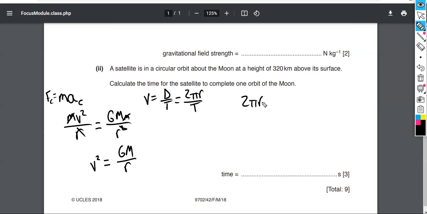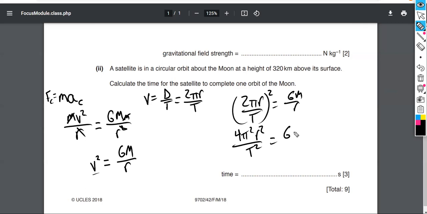So we'll take 2 pi r over t. That quantity is squared, right? There's our v squared. It's equal to GM over r. Square everything. You get this. And then if we multiply both sides by t squared and multiply both sides by r over GM, it's a lot to keep track of there, but we got time squared all by itself, and we're trying to solve for time, right?